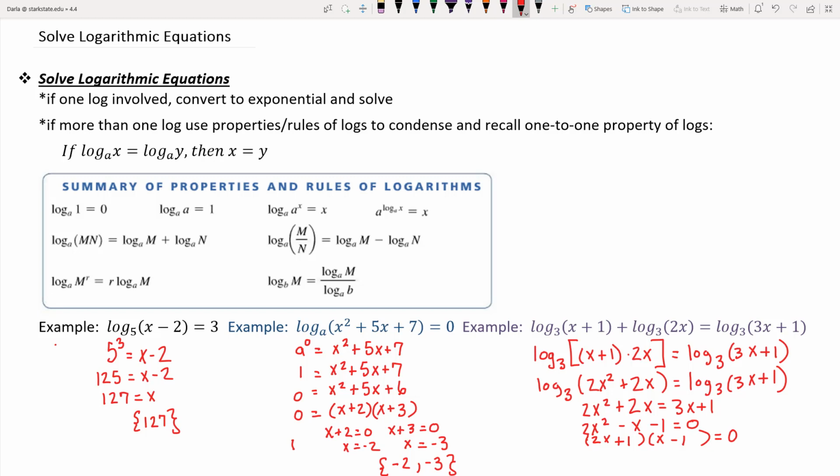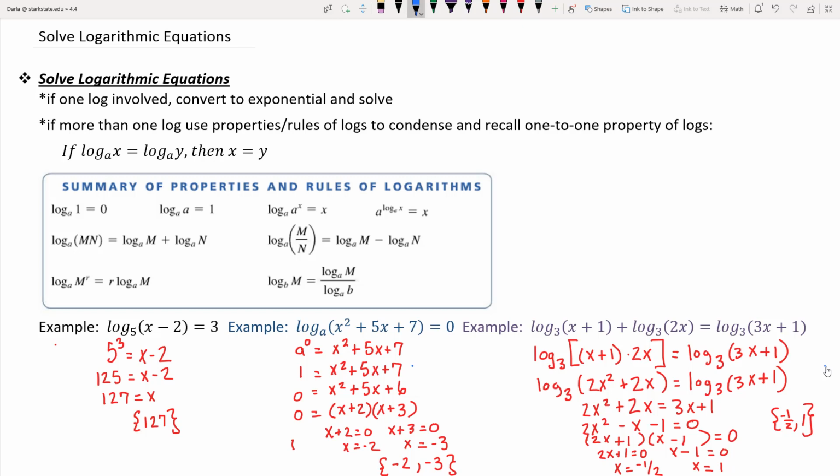And then we take each of those and set them equal to 0 and solve. So 2x plus 1 equals 0 and x minus 1 equals 0. And this one, if we subtract 1 and divide by 2, we get x equals -1/2. If we add 1 to both sides, we get x equals 1. So our solution set is -1/2, 1. But we would have to check our solution.